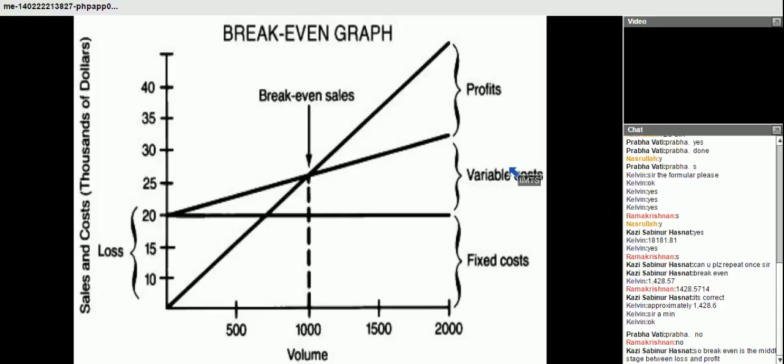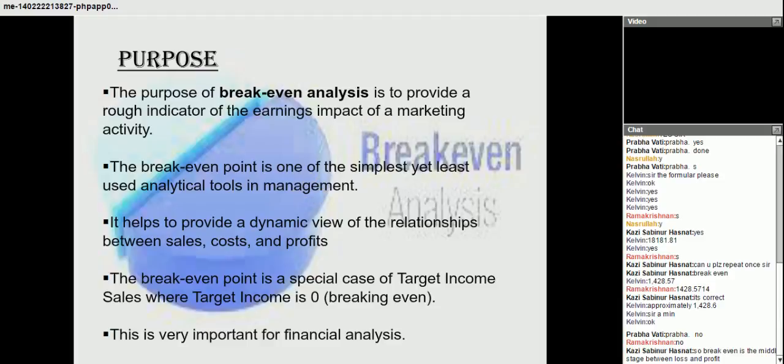This is the graph I already discussed with you. This is the break-even sales. Suppose the sales limit is 1000. This is the loss. Less than break-even is loss. More than break-even is profit. This is the fixed cost and this is the variable cost. So for each situation, we can make a graph like this for analysis point of view. Clear? Clear or not, everyone? Any doubts you can ask.